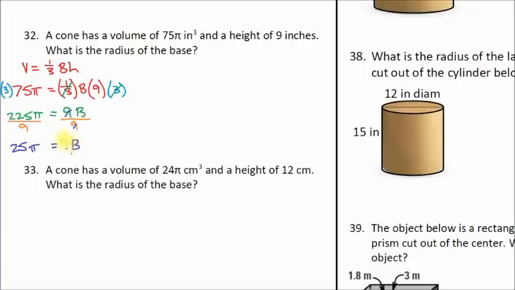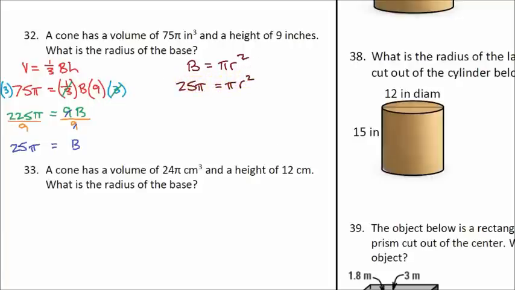So now we have a base area of 25 pi. Well, we know that on a cone, we have a base that is a circle, which means the area of a circle is pi r squared. So now we can go ahead and plug in what we know. We know capital B, or base area, is 25 pi.